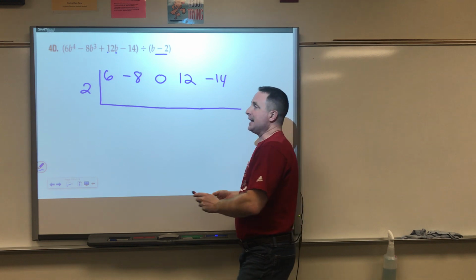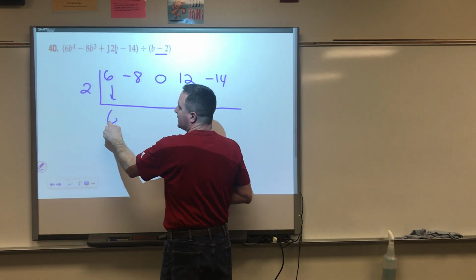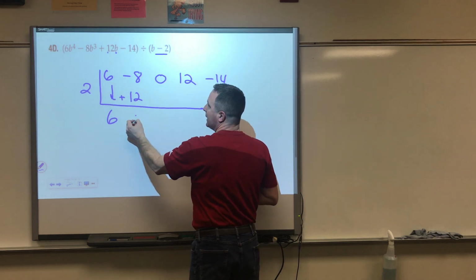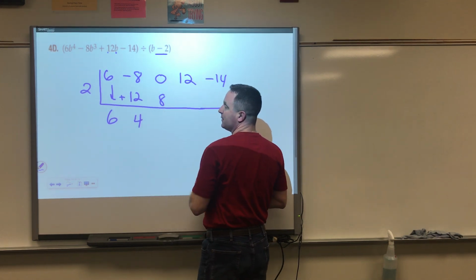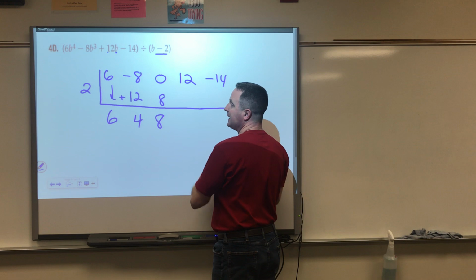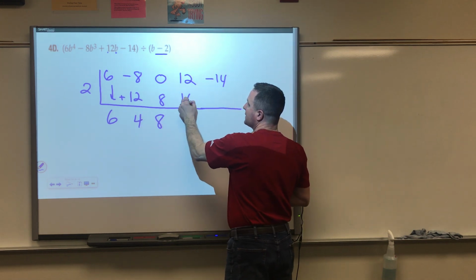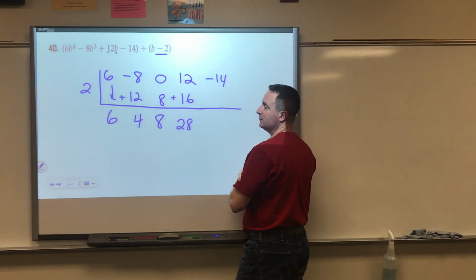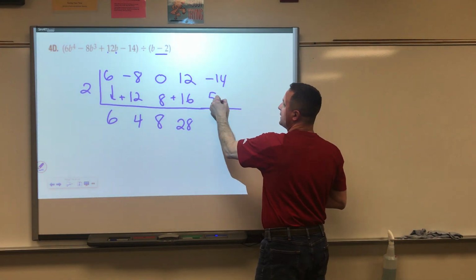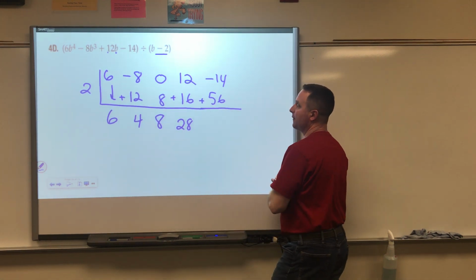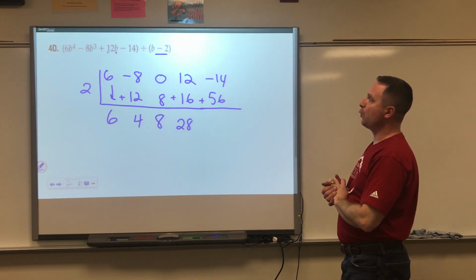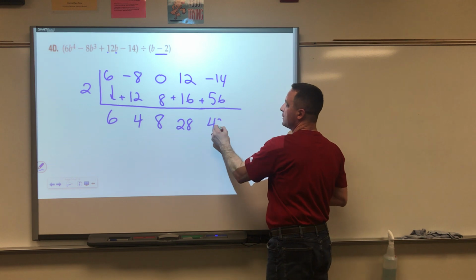Okay, let's plow through this very last one for the day. I get 6 to start with, so 2 times 6 is 12. I add it, I get 4. 2 times 4 is 8. 0 plus 8 is 8. 2 times 8 is 16. When I add there, I get 28. 2 times 28 is 56. And if I add here, I believe it's 42. I think it's positive 42.